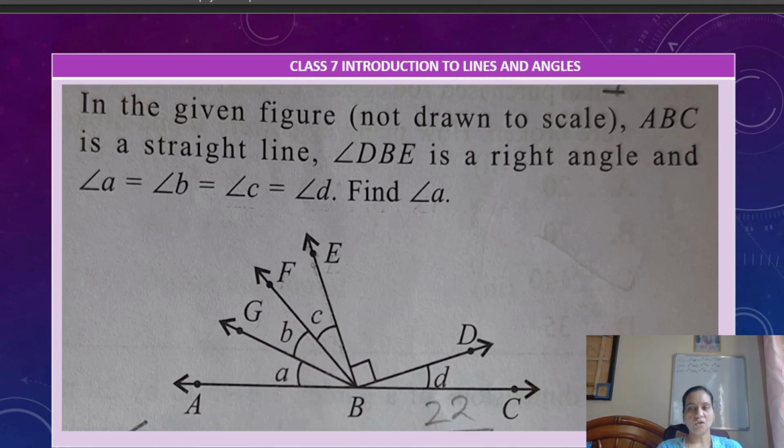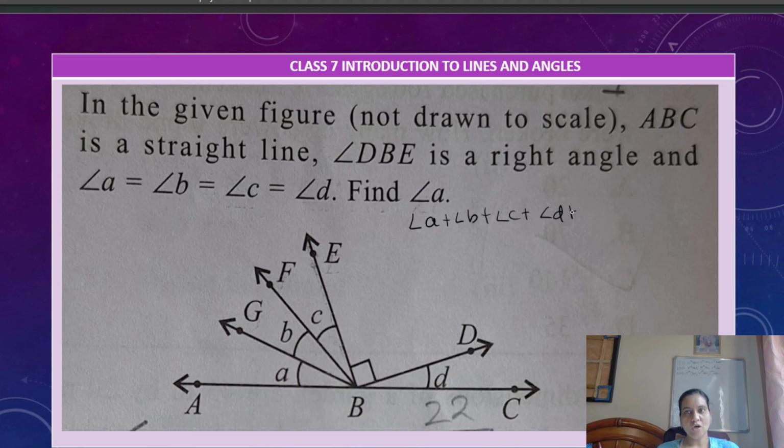In the given figure, not drawn to scale, ABC is a straight line, angle DBE is a right angle, and angle A equal to angle B equal to angle C equal to angle D. Find angle A. So all of these angles are equal. So can I not write like this, that angle A plus angle B plus angle C plus angle D plus 90 degrees, because angle DBE is 90 degrees.